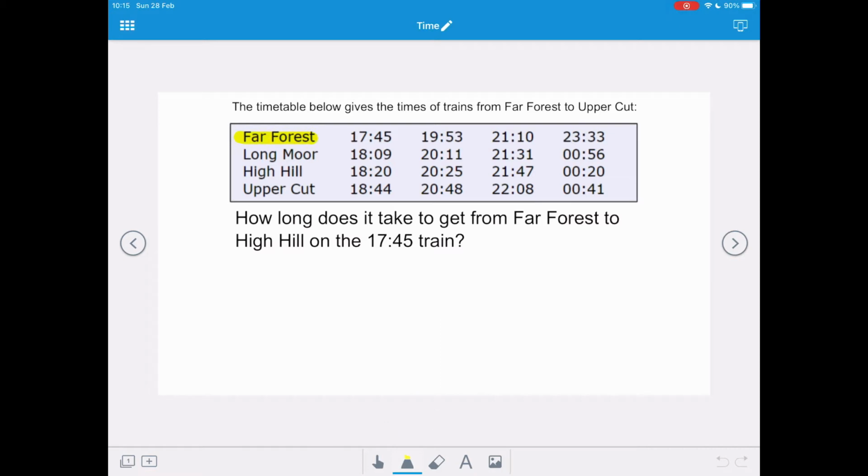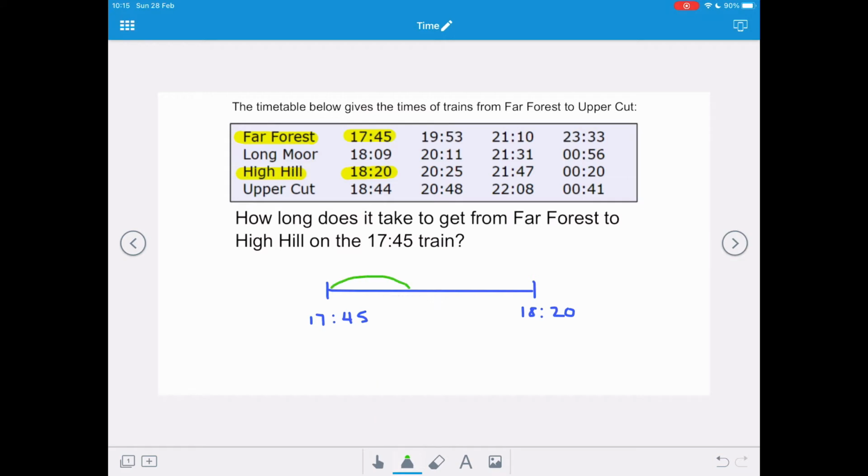1745 train? So Far Forest at 1745 is the first column, and we want to go to High Hill, which is the third row, and so it tells us that it's going to arrive at 1820. So we need to draw our number line with our departure and arrival times on it. So we're leaving at 1745 from Far Forest and getting to High Hill at 1820.